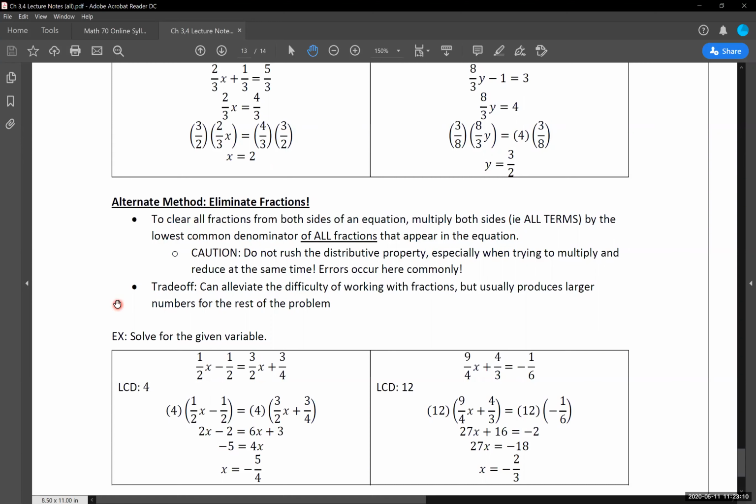Another trade-off that goes along with this, while it does eliminate fractions, it does sometimes mean we get larger numbers showing up for the rest of the problem. In some instances, we could have things closer to triple digits in size, but again, I'm going to go out on a limb here and say I feel like people would probably be more interested in working with larger numbers than fractions. I'm guessing. And by guessing, I mean I'm pretty sure that's going to be the case.